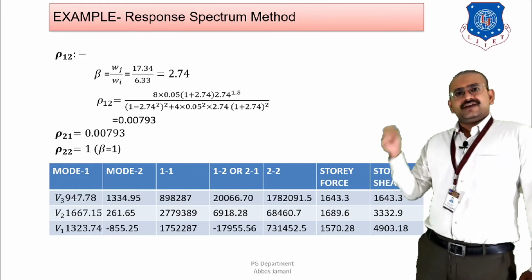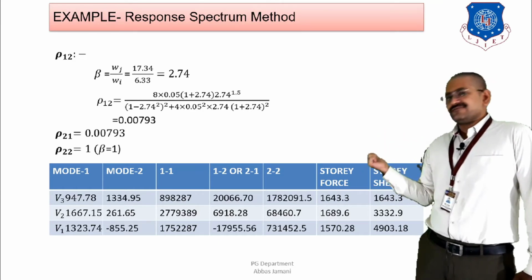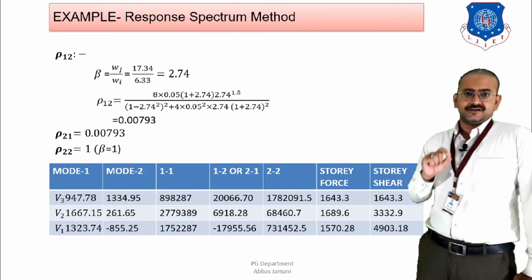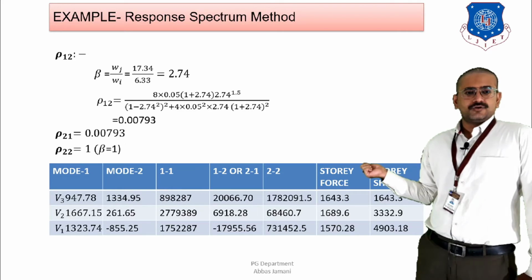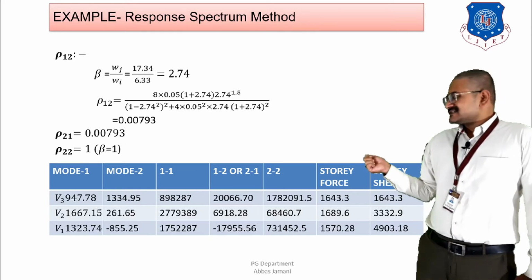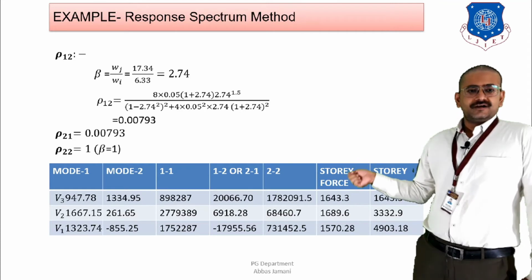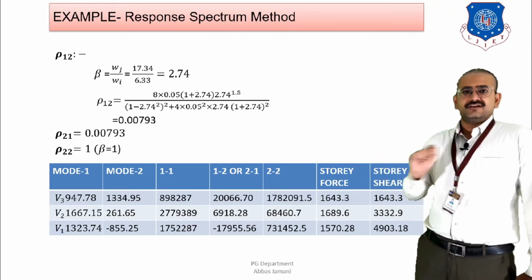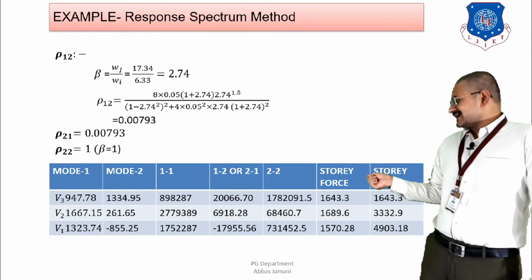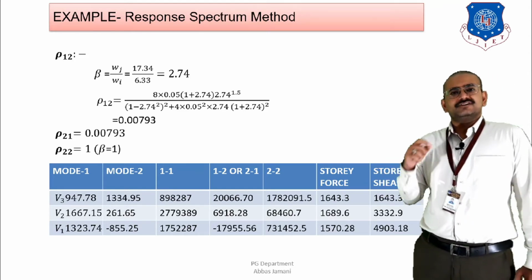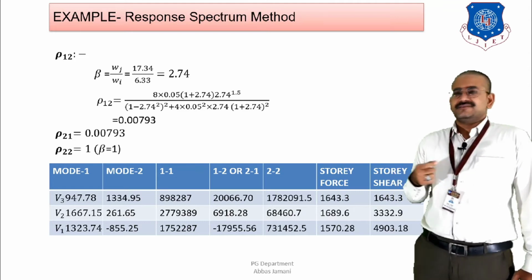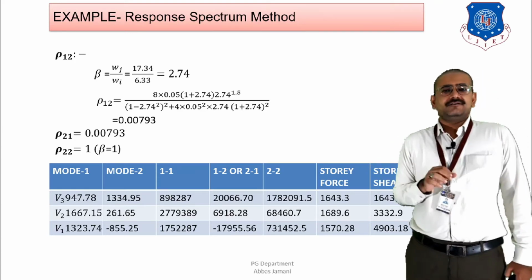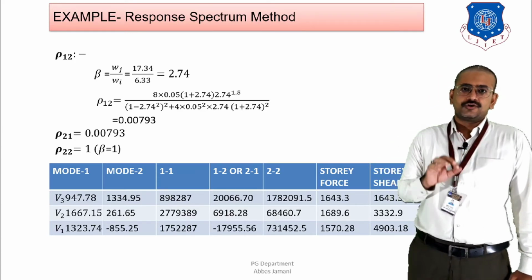Now we substitute beta equal to 2.74 and eta equal to 0.05 in the equation of rho 12, and we get rho 12 equal to 0.079. Similarly, I can calculate rho 12 and rho 21 separately, but in both cases you will get the same value because the coefficient values remain the same. And for rho 22 again the value is going to be 1, because beta is going to be 1, as we saw in case of rho 11. So now I have all the values of rho 11, rho 12, rho 21 and rho 22.